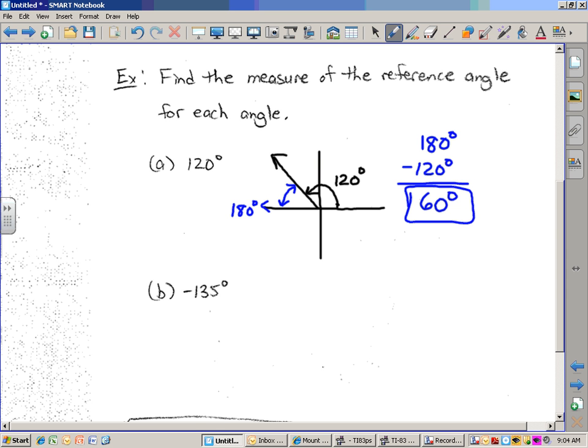Reference angle is a very important angle. We use it all the time when we are solving triangles, or solving any problem using sine, cosine, tangent, using trig functions. The reference angle is what we will utilize, so you must know how to get that. So if you have an angle that's in quadrant 2, you're basically going to take 180 minus that angle.